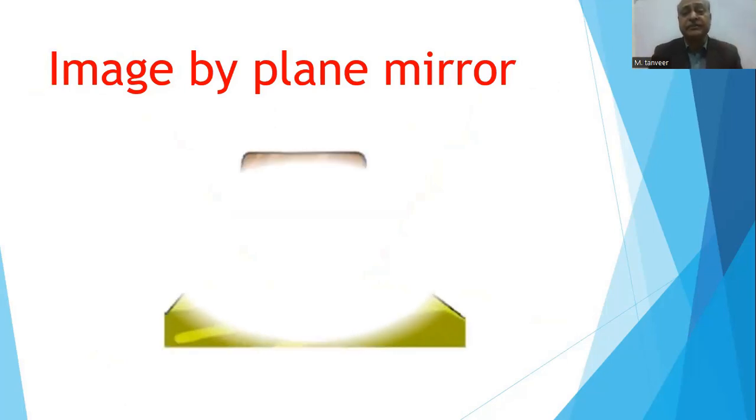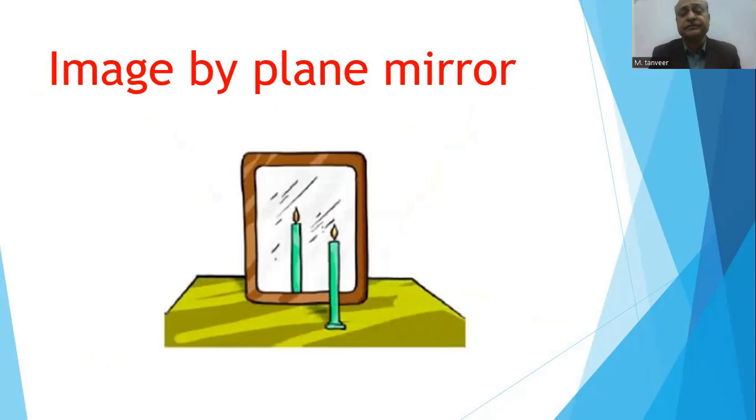Next we will discuss the image formed by a plane mirror. When an object is placed in front of a plane mirror, it forms its image. How is this image formed? This candle is placed in front of a mirror and the mirror forms an image of this candle. How this image is formed, we will discuss.